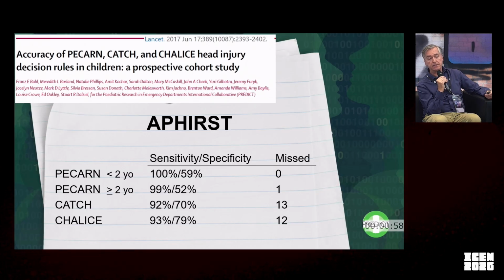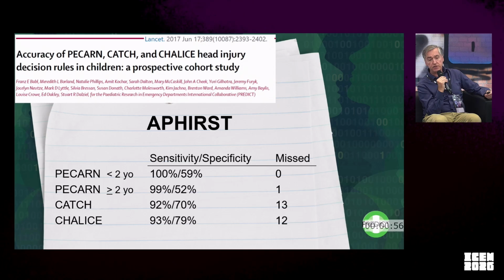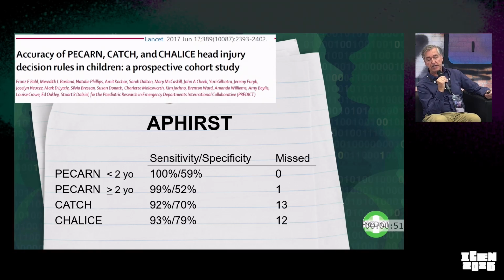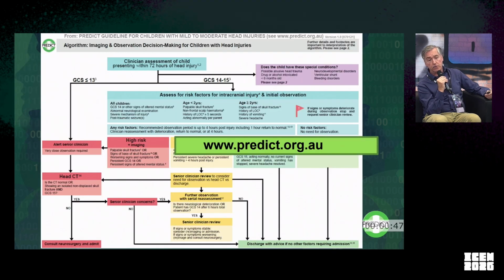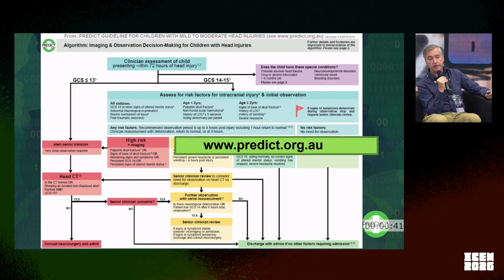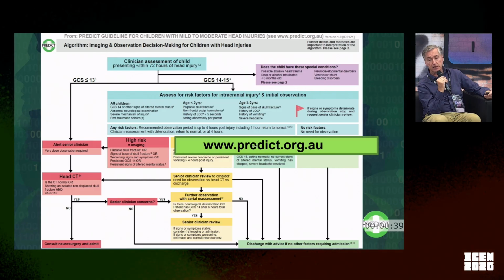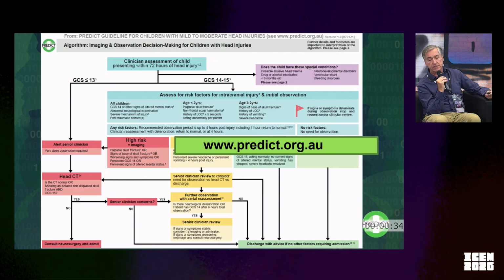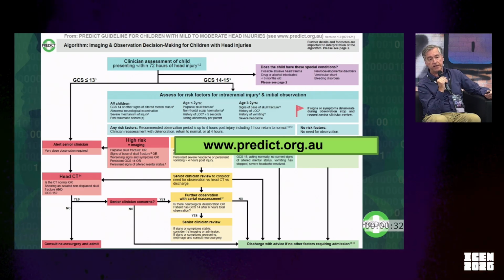And what we found is that the PECARN rules were more sensitive than CATCH or CHALICE, and missed very few patients. So in many countries, many systems, many hospitals, the PECARN rules have now been incorporated into clinical care. This is our national algorithm that we're using, and you can see the website there where you would find that.